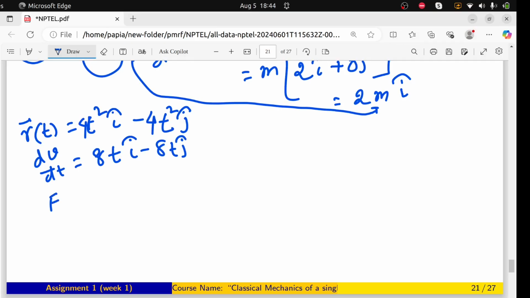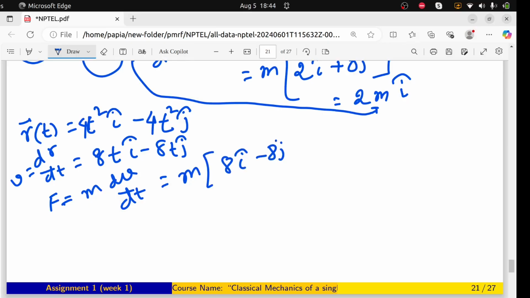Then dr/dt, v equals dr/dt. So it is like F = m dv/dt. So m(8 i cap minus 8 j cap). So you can see our Fx is 8m and Fy is minus 8m, right?